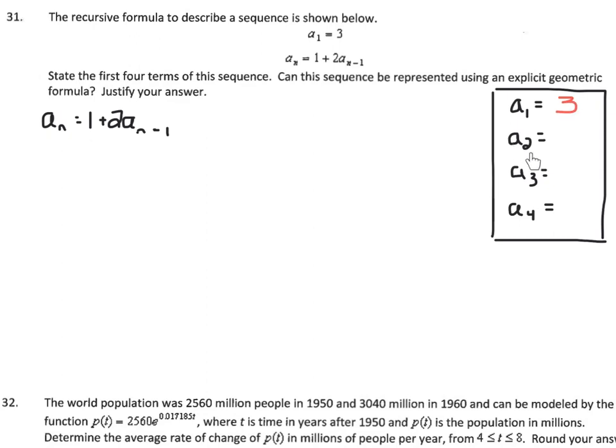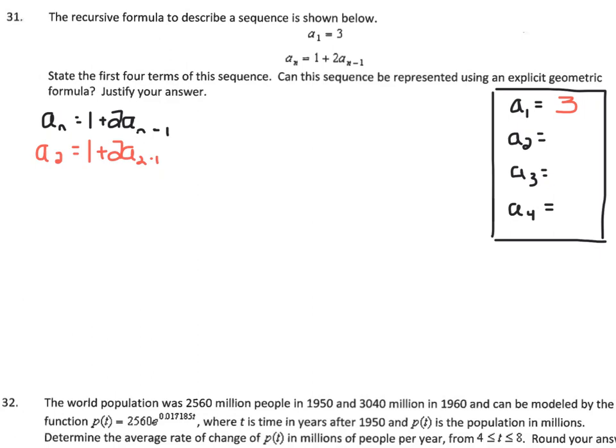Now if we want to figure out what a sub 2 is, I'm going to take this formula they give us for a sub n and replace this n with a 2. So we can rewrite that as a sub 2. Wherever you see an n, you want to replace it with a 2. So that'll be equal to 1 plus 2 times a sub 2 minus 1. Well, 2 minus 1 is just 1. So really what we're doing is 1 plus 2 times a sub 1.